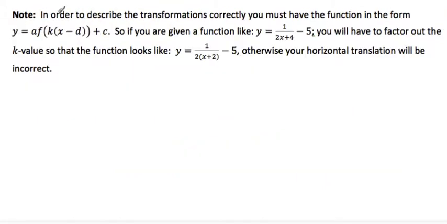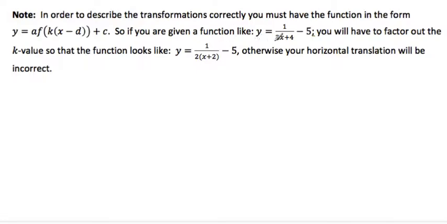Something to note, when performing transformations, you have to be careful. If you look back at the form that I showed you at the beginning, we have an a, a k, a d, and a c. K is actually factored out of the inside of the function. So if the coefficient on the x value is not equal to 1, you have to factor out the coefficient, because if you don't, your horizontal shift will be wrong. Not only will the value be wrong, but sometimes the direction will then also be wrong.